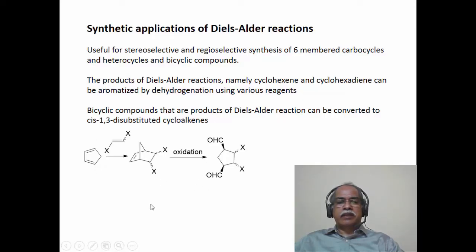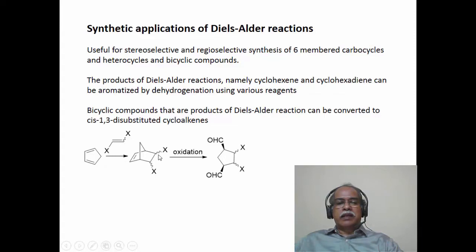Here is a nice example of that. Let us assume the Diels Alder reaction between this dienophile and the diene proceeds to give this particular 2-2-1 bicyclic norbornene type of structure. Now, upon oxidation or by ozonolysis, this double bond can be cleaved, and that will result in the formation of a 1,3 cis dialdehyde, a cyclopentane dialdehyde of such sort. Depending upon the stereochemistry of the 2X groups in this dienophile, the 2X group can be either cis or trans, or they can be endo or exo.